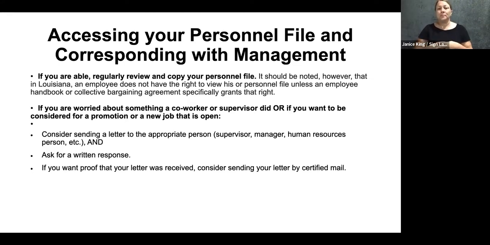If you're worried about something a coworker or a supervisor did, or if you want to be considered for a promotion or a new job that is open, put it in writing. Send it to the appropriate person. Ask for a response. And if you want proof that the letter was received, consider sending your letter by certified mail. Next.